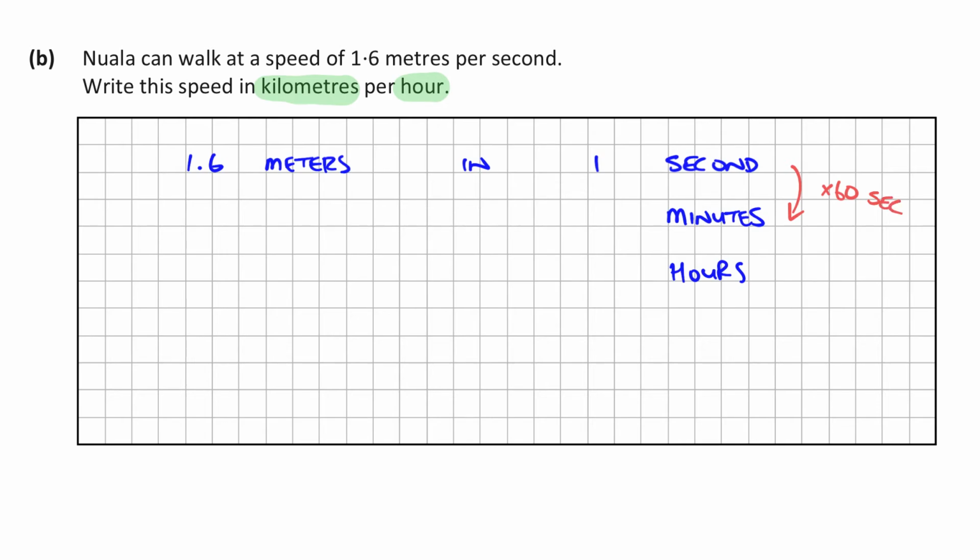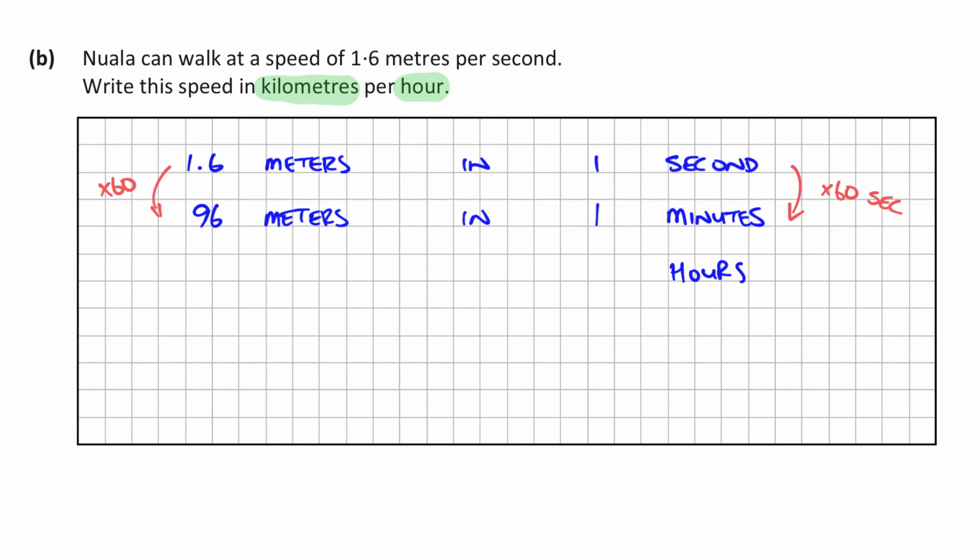Okay, so if I multiply the right hand side by 60, I have to do the same to the left hand side to keep it equivalent. So I'm going to have to multiply the left hand side by 60 because after all this is an equation. So 1.6 multiplied by 60 gives you 96. So we now know she can do 96 meters in a minute.